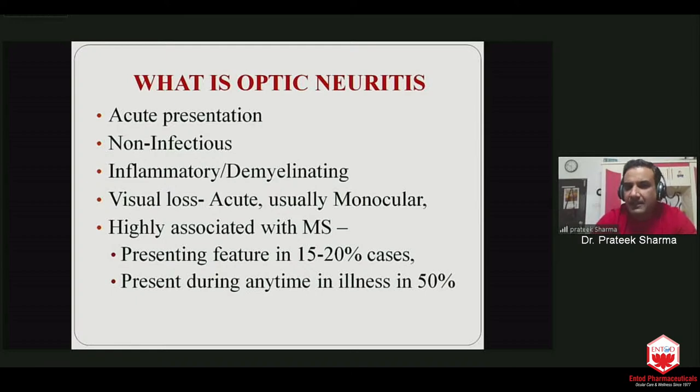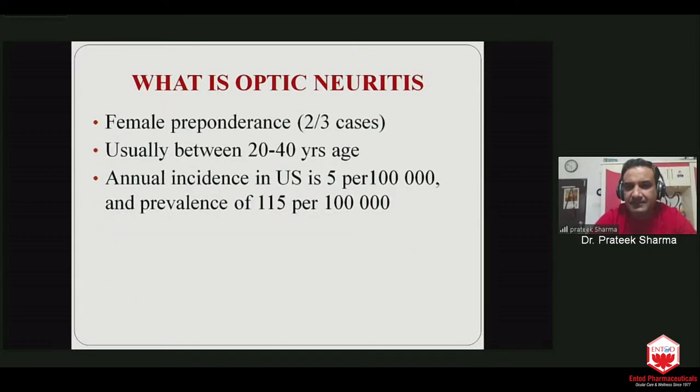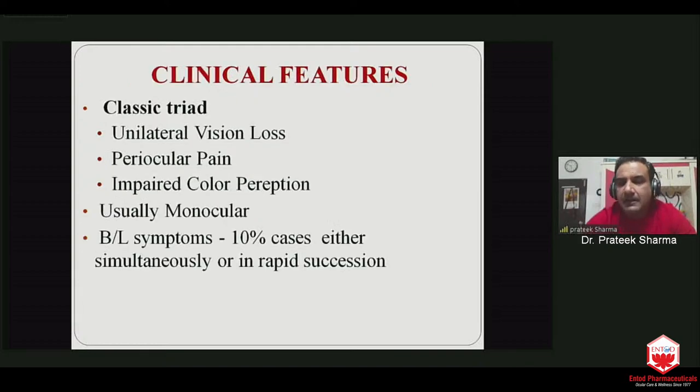And it is highly associated with multiple sclerosis, which is 50 to 20% presenting case, and it may present throughout the course in 50% of cases. Female preponderance, around 2/3 of cases are females. Age is usually young people, so we have to treat aggressively, otherwise patient loses vision. Incidence is around 5 per lakh population and around 115 per lakh in US. Similar epidemiology is also in India, also in the studies from the South.